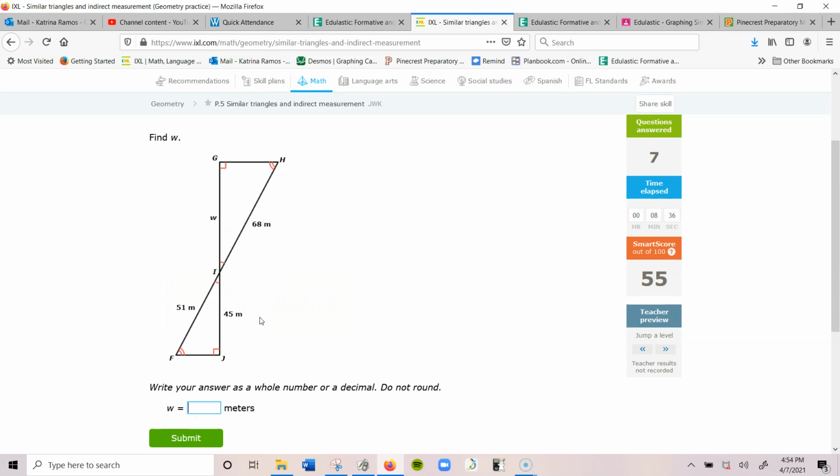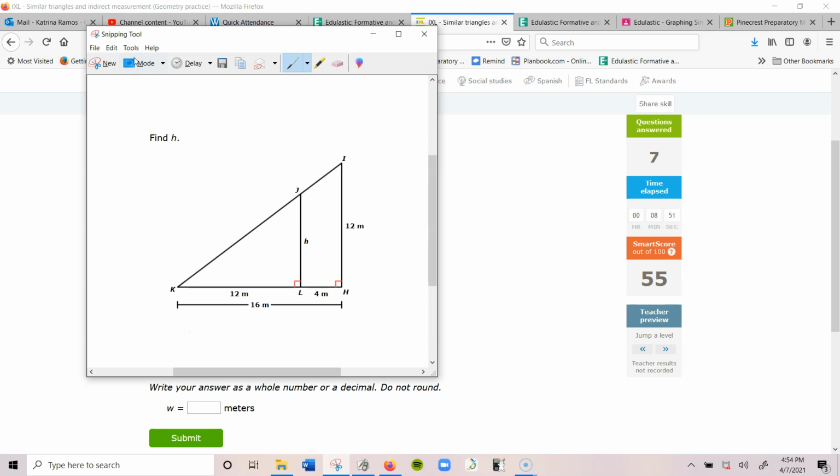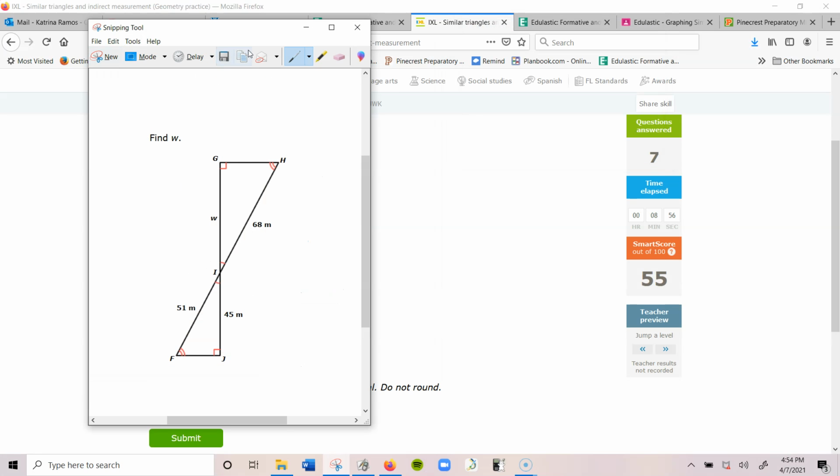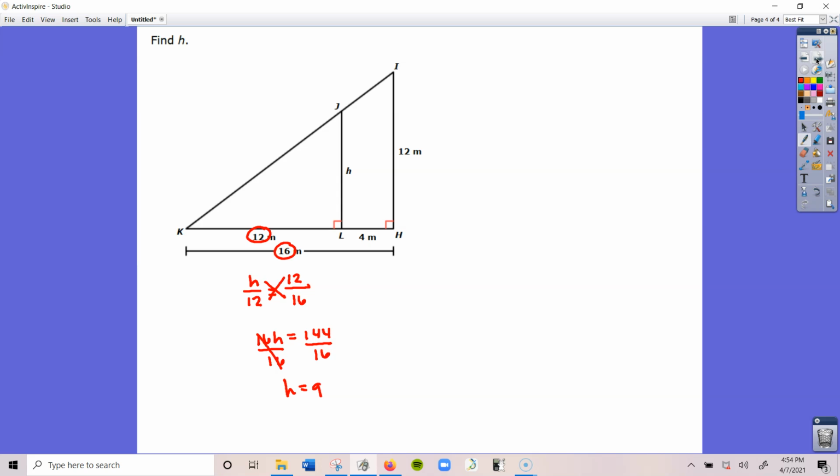Last one here. We want to find W. Now, W is this straight side here, which is going to correspond with this side here. That means that these two would correspond to each other. So I'm going to copy this so that we can create that ratio. So I do the ratios when I can't automatically figure out what is the scale factor. But if I can figure out what was multiplied or divided, then I would just go that route.